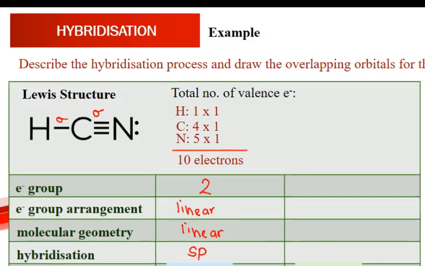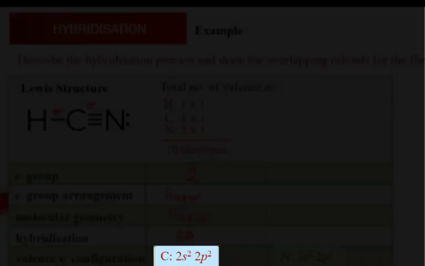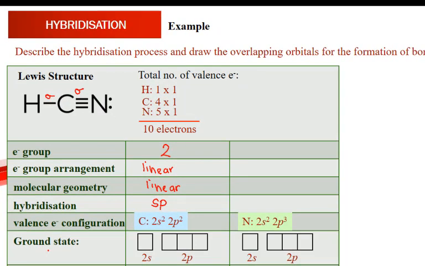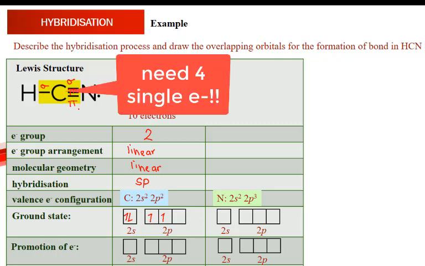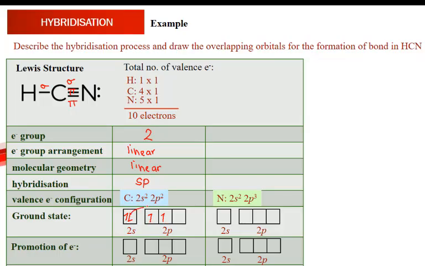Okay, let's go to the first step. Valence electronic configuration of carbon is 2s2 2p2. So, the orbital diagram is represented like this. For the promotion of electron, we have a look at the central atom of our Lewis structure. It has 2 sigma bonds and 2 pi bonds, so we need 4 single electrons in the orbital. Since there are only 2 single electrons, promoting one electron from 2s orbital will give us 4 single electrons.